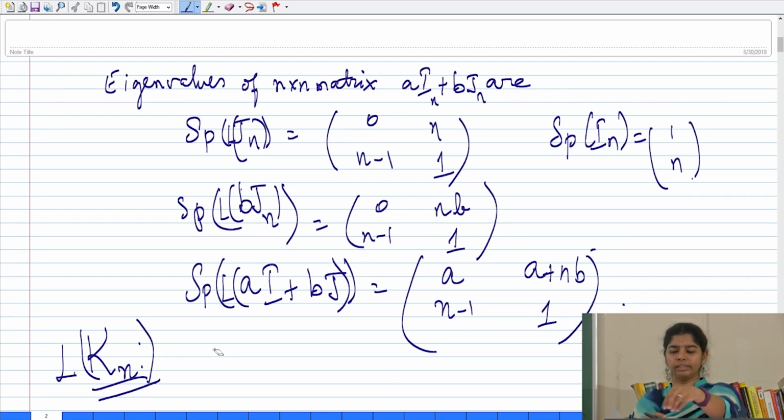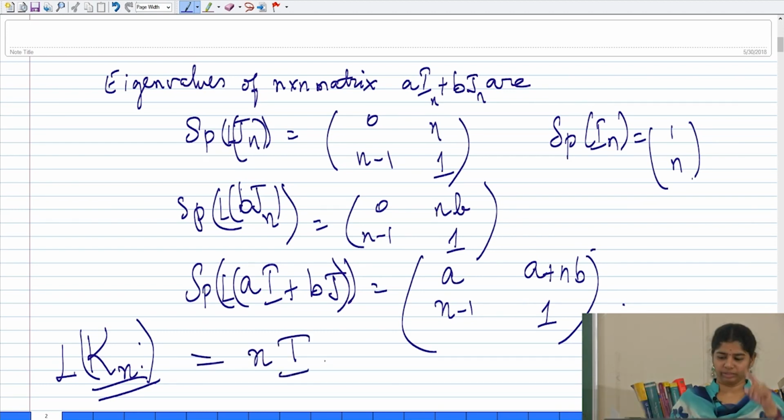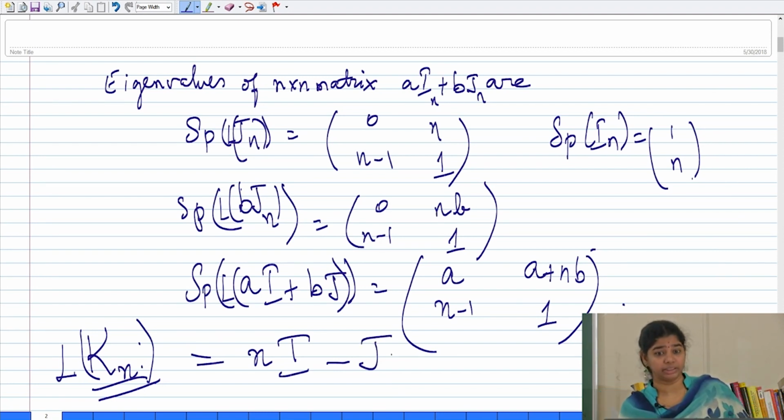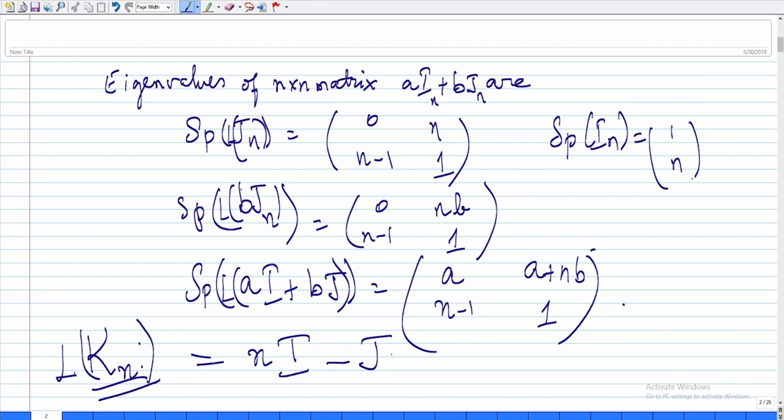If I want to write it in this language, can I rewrite it as some A times I plus B times J, namely nI minus J? J has all ones, and if the identity is subtracted, the diagonals become n minus 1. The Laplacian of Kn is nothing but nI minus J.